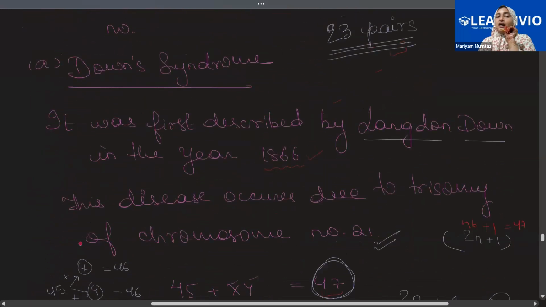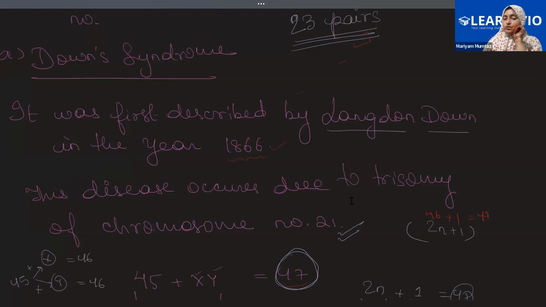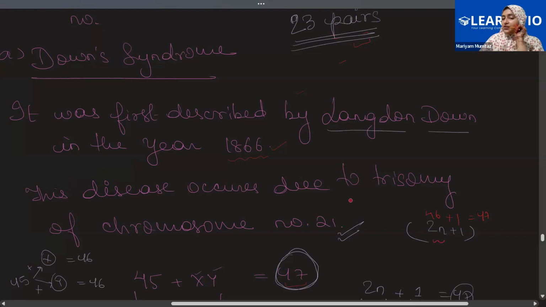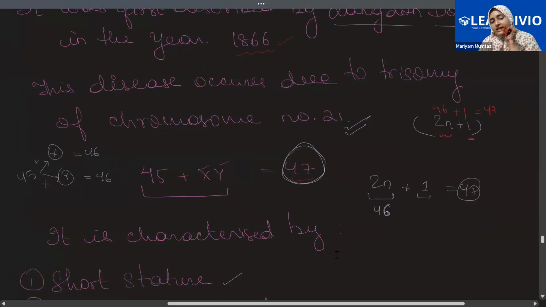The first is Down syndrome. All of you have heard about this. This particular disease was described by Langdon Down in the year 1866. This disease occurs due to trisomy of chromosome number 21. Trisomy means one extra chromosome is present. 2n means 46 chromosomes, the diploid condition, plus 1 means one extra chromosome is there. So the person has a total of 47 chromosomes.